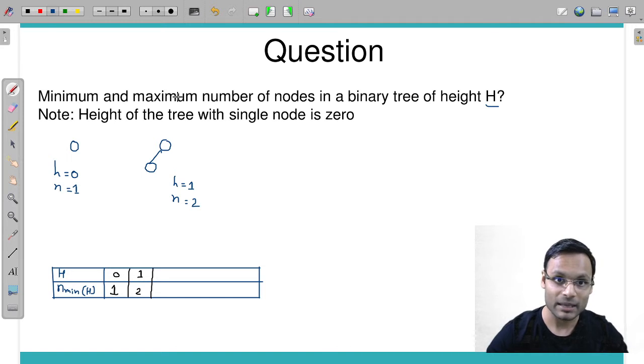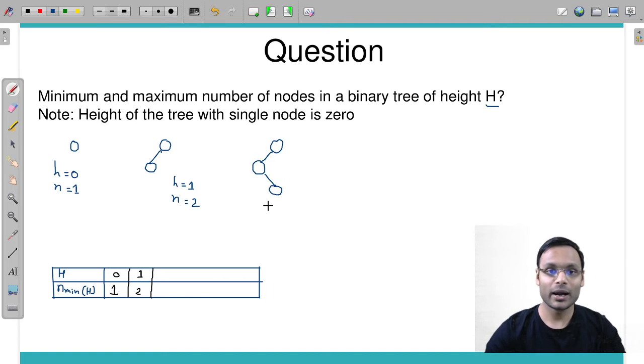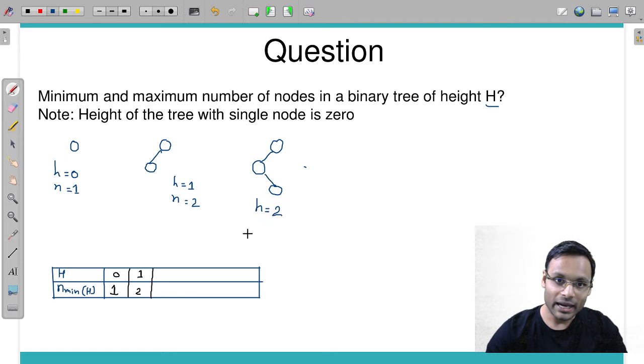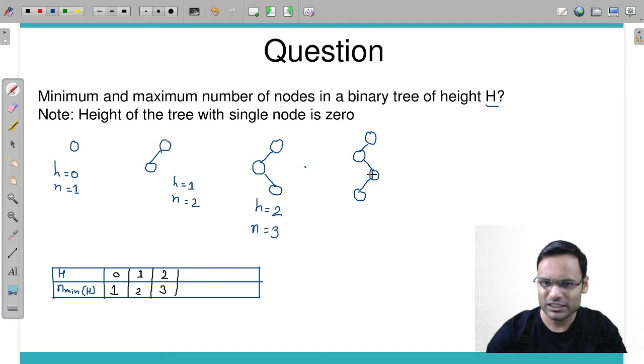So I am taking another example. Let's increase the height. To increase the height, I can increase one more level, single node required. Now height is 2 and number of nodes becomes 3. So case 2: height 2, number of nodes 3. Another example, suppose let's increase the height by one more. If we add one more node, whichever side you want, left or right, height becomes 3, number of nodes 4. So when we are increasing height by 1, the number of nodes increases by 1.